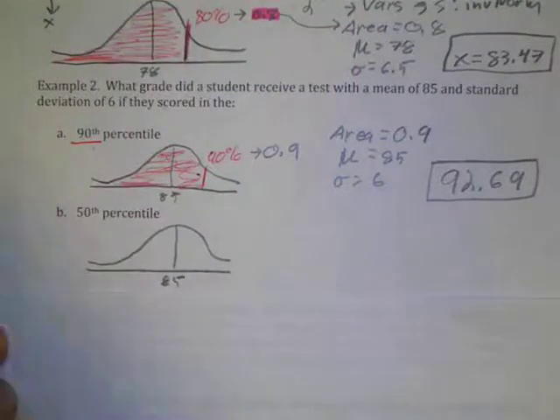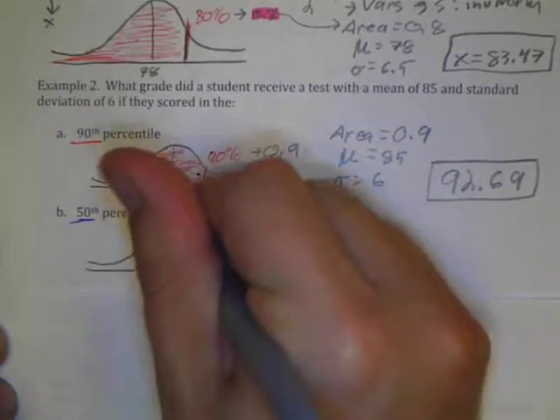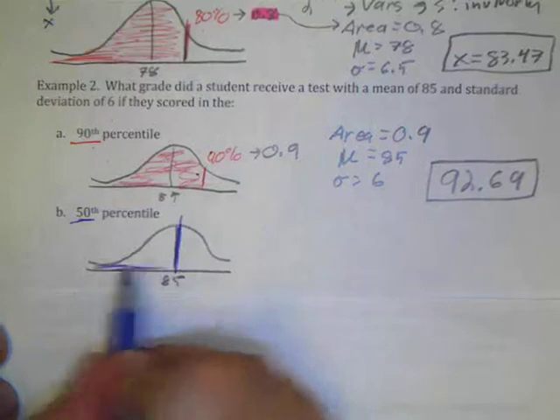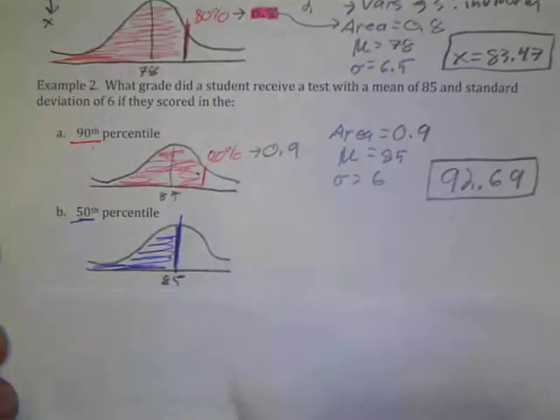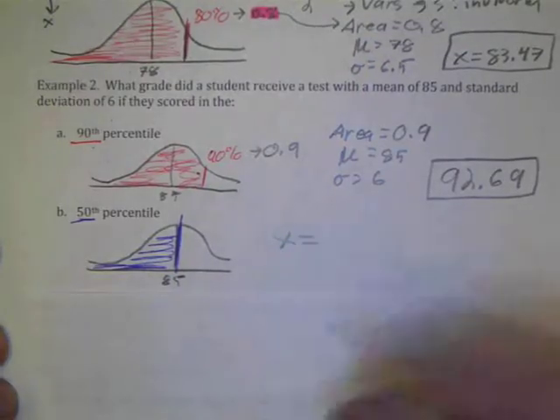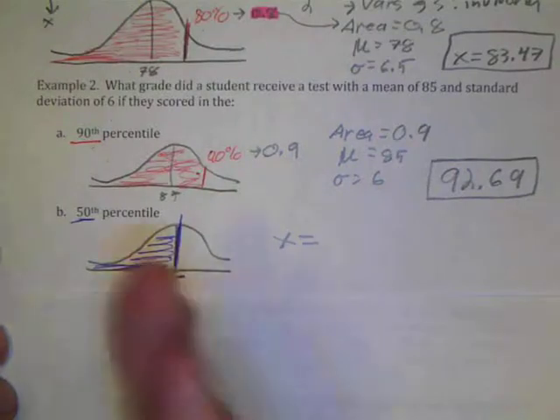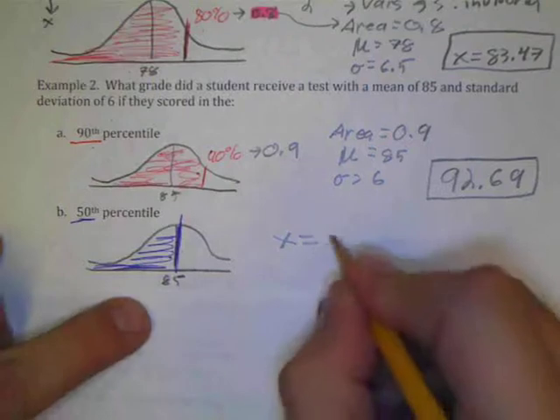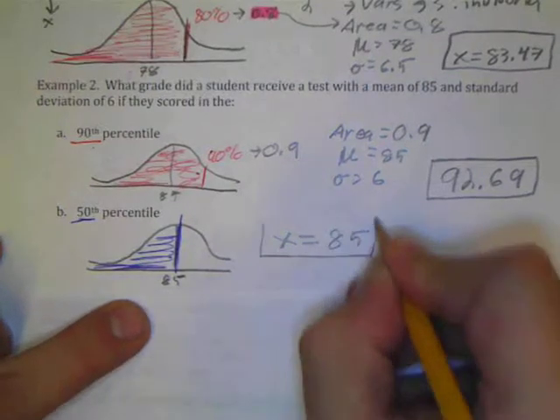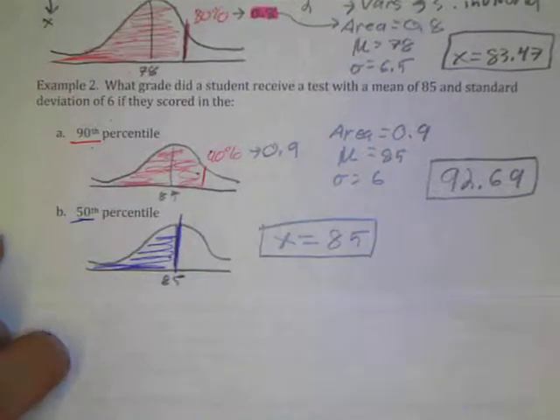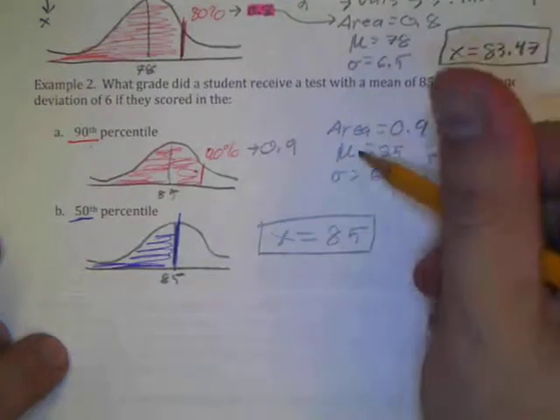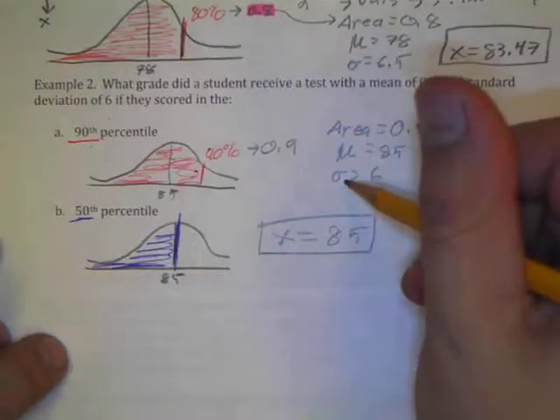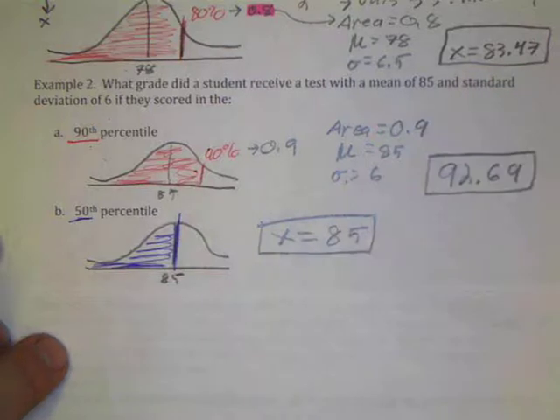All right, next one. We're talking about the 50th percentile. Well, the 50%, isn't that right in the middle? What's in the middle? The mean. So what did I get? This is a super easy one. What was my grade? If I'm in the 50th percentile, that means I did better than half the students, right? And this is a nice curve. What number's right in the middle? It's the mean. So I get 85. If you were to plug this into the calculator with the area, mean, and standard deviation, that is an acceptable way to do it, and this would be your answer.